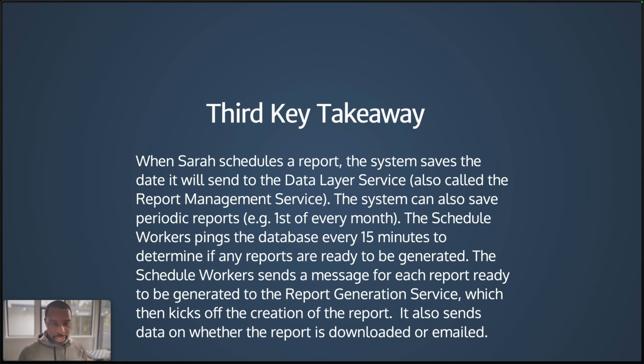Third key takeaway. When Sarah schedules a report, the system saves the date it will send to the data layer service, also called a report management service. The system can also save periodic reports, like the first of every month. The scheduled workers ping the database every 15 minutes to determine if any reports are ready to be generated. The scheduled workers send a message for each report ready to be generated to the report generation service, which then kicks off the creation of the report. It also sends data on whether the report is downloaded or emailed.